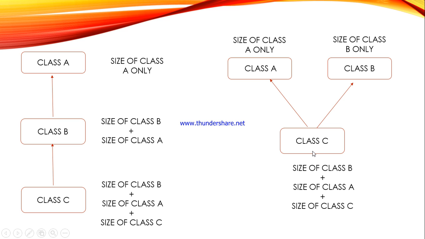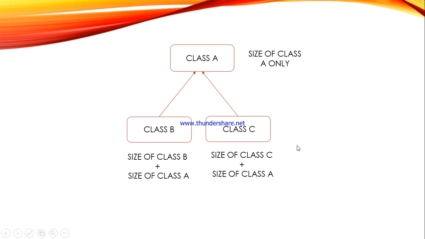In case of multiple inheritance, size of class A is only size of class A, as it doesn't have any base class. Size of class B is only size of class B, as it doesn't have any parent class. Size of class C will be size of class C plus size of class A plus size of class B, because class A and class B both are its parent classes.